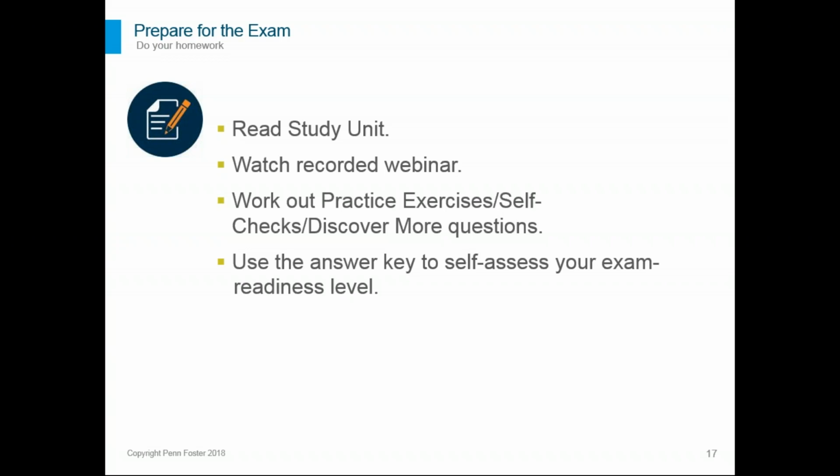The way you do that is to work out the problems without looking at the answer key. After you're done, compare your answers with the answer key. If most of your answers are correct, that means that you are pretty much ready for the exam. If most of your answers are incorrect, please do not proceed to the exam, but find a way to reach out for help, or watch this webinar, or send your questions.